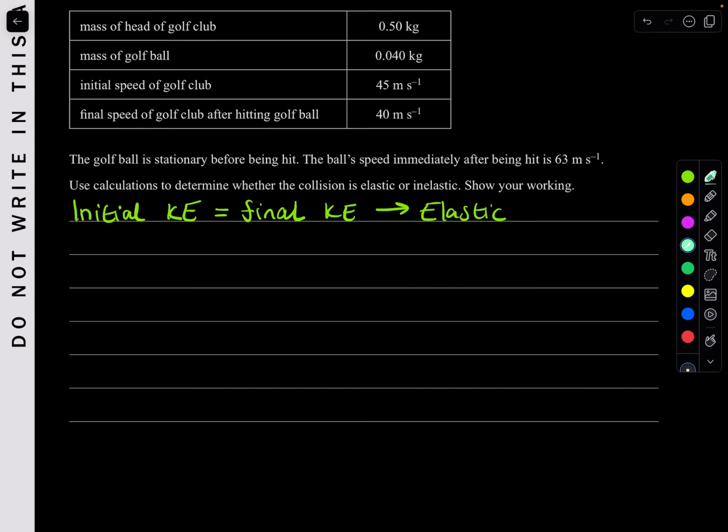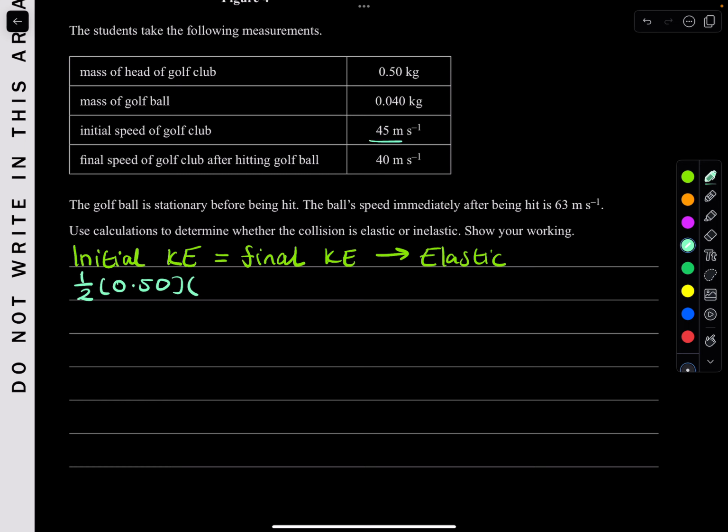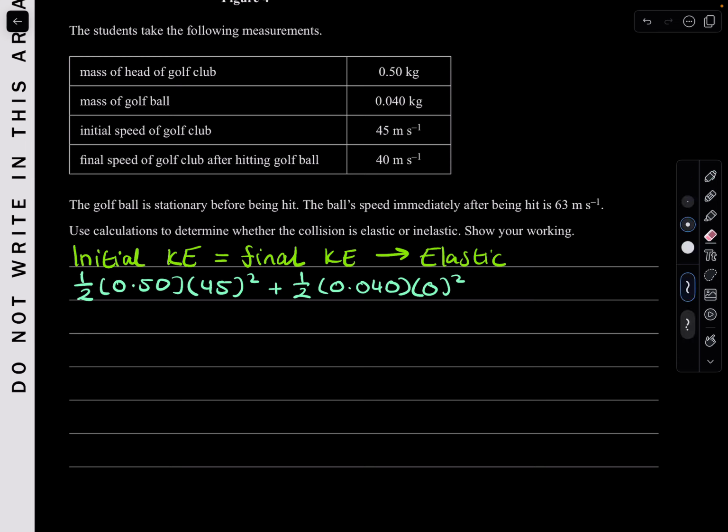So let's calculate the initial kinetic energy. Easy. The initial kinetic energy, of course, is going to be half the mass of the head of the golf club, which is 0.50, times your velocity squared. What was it initially going? The initial speed of the golf club was 45 squared, plus the initial kinetic energy of the golf ball. The mass of the golf ball is 0.040 times your velocity. We know the golf ball before being hit was stationary, so it's just 0 squared. So that's just going to be 0 anyway.